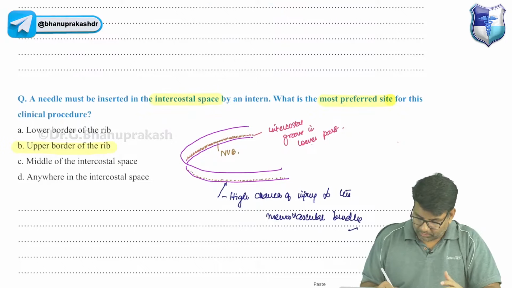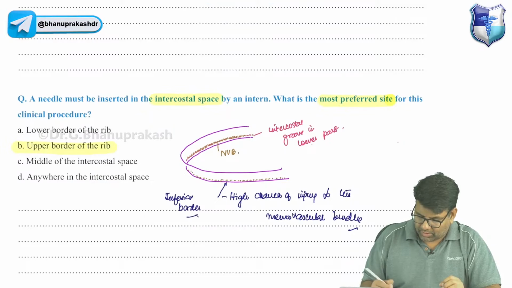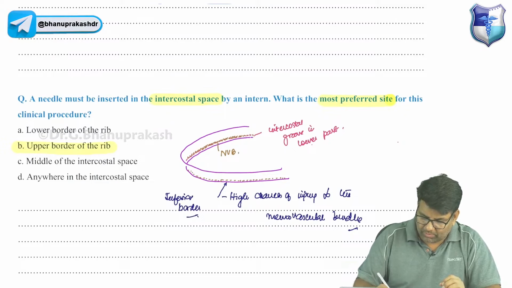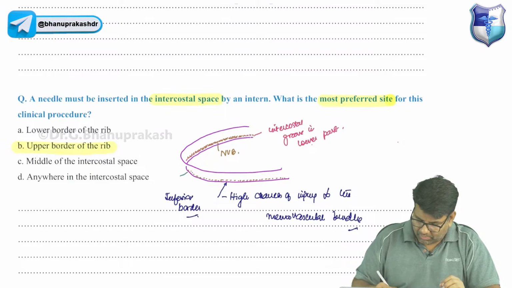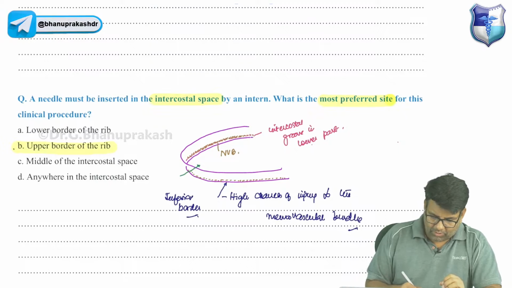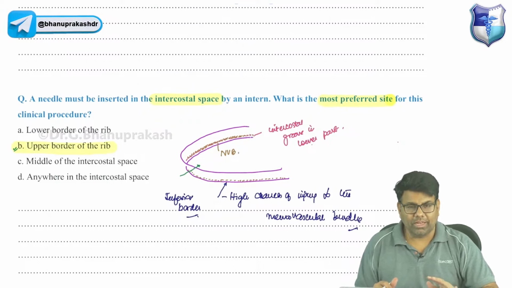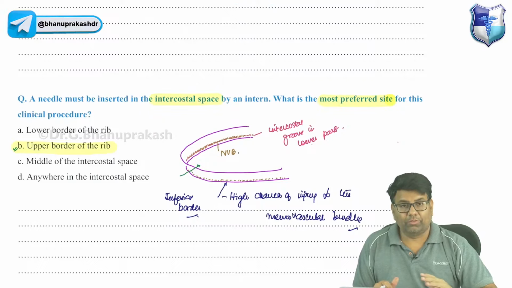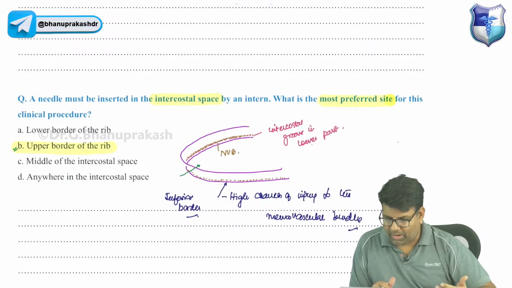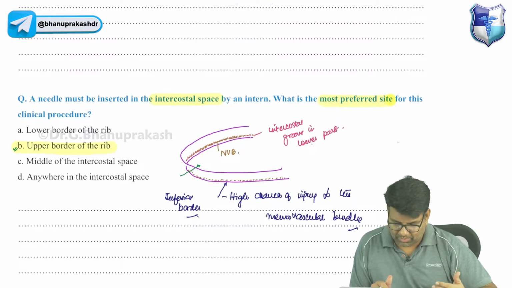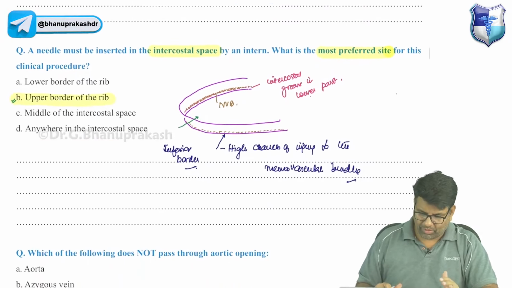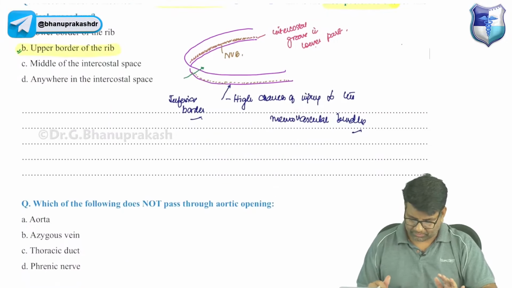So therefore, never advise anyone to go along the inferior border of the rib. Always and always go along the superior border of the rib like this, right? So upper or superior border of the rib, this is the safer area to introduce the needle into the pleural space, okay? Because of the arrangement of the neurovascular bundle in the lower part of the rib. So upper part is always preferred.